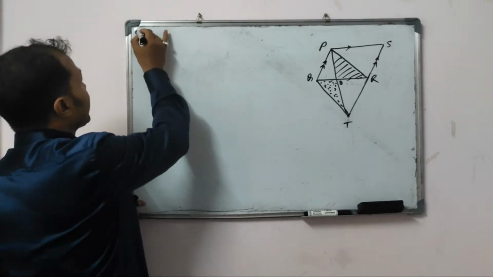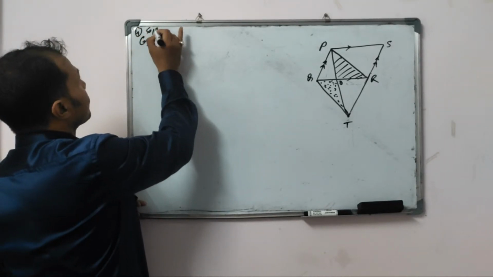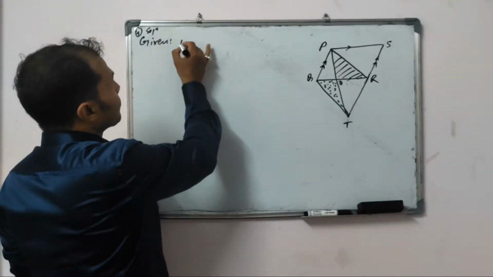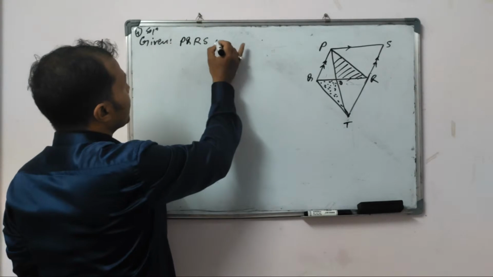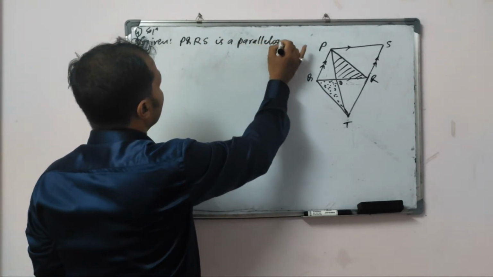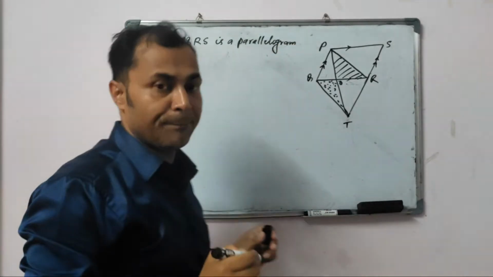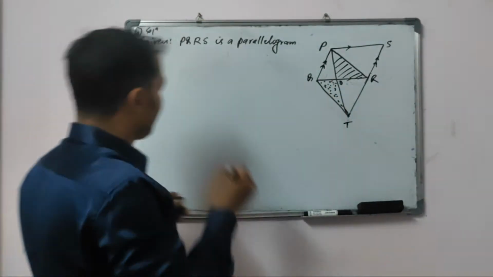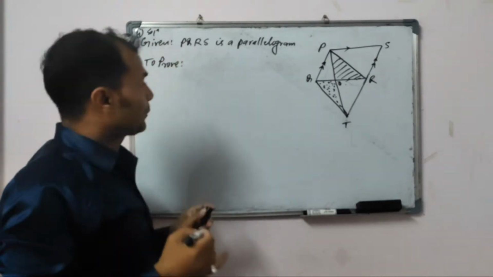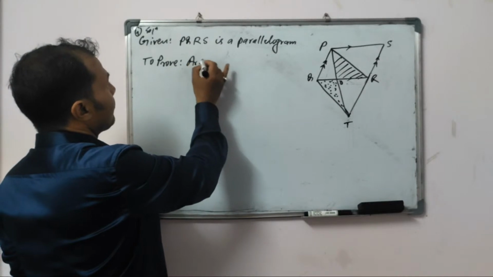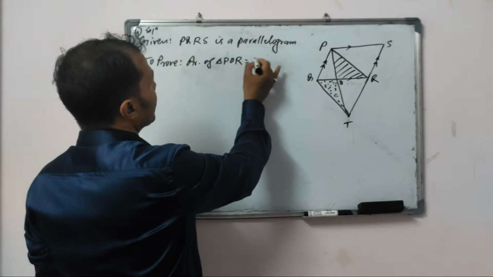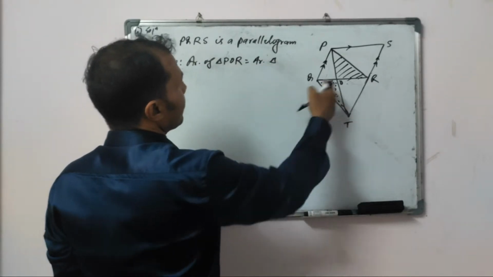This is question number 4, I guess. Solution. Given. What is given? PQRS is a parallelogram. This is a parallelogram. Now what is to prove? What do you need to prove? To prove is area of triangle POR equals to area of triangle QOT.